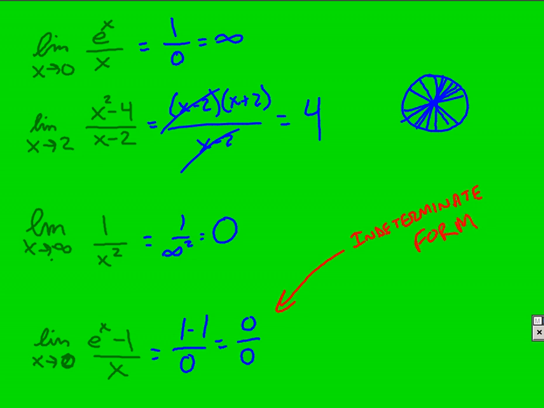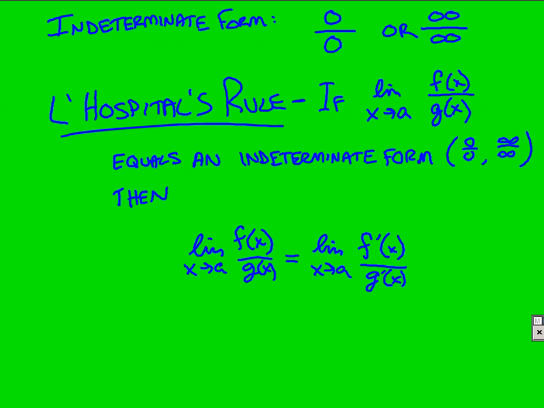So this we don't know how to do, but using L'Hopital's rule, which all that means is if we have an indeterminate form, 0 over 0 or infinity over infinity, all I need to do is take a derivative of both the top and bottom of the fraction, and then I can go and solve my limit and it will work.